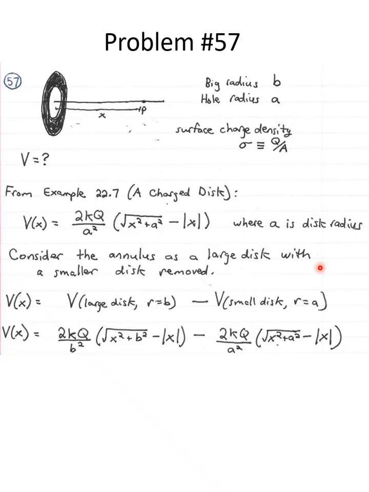So consider the annulus as a large disk with a smaller disk that has been removed. So we have the voltage, or the electric potential, from the large disk minus the electric potential from the small disk. And so I've taken this expression in the middle of the page and I've done it for the large disk of radius B and the small disk of radius A. And now what I want to do is just clean that up a bit.